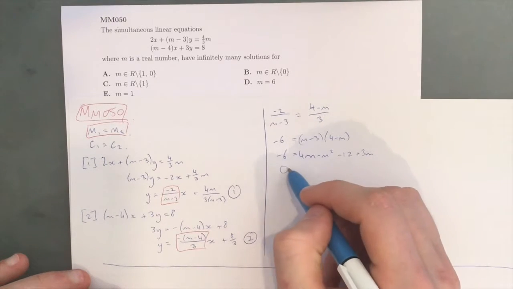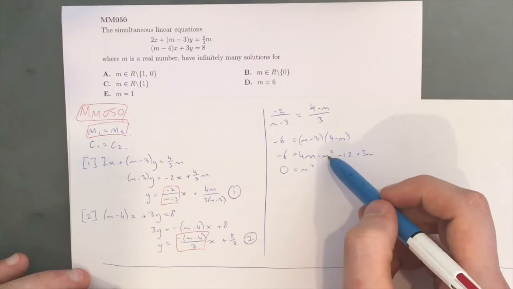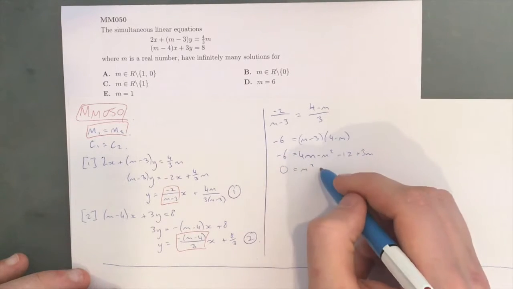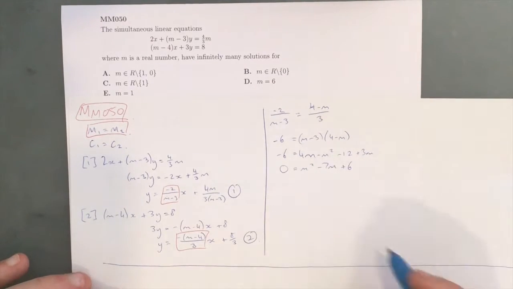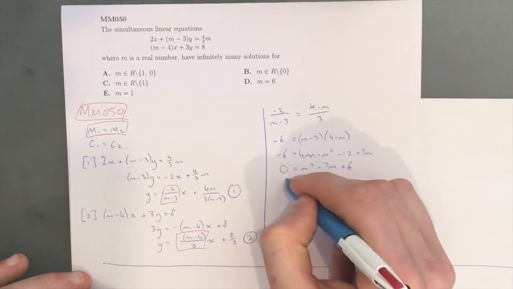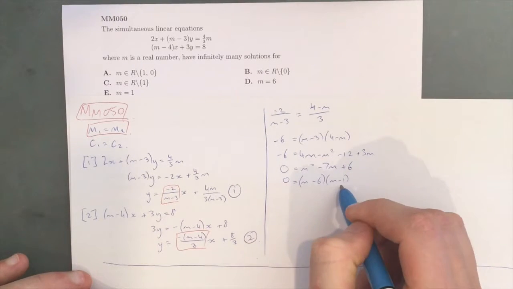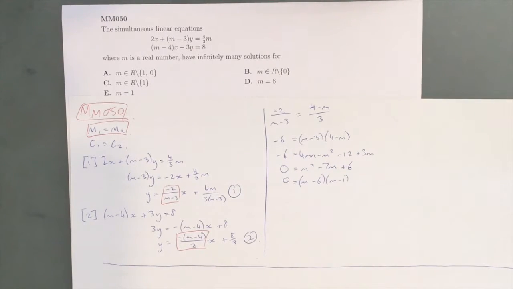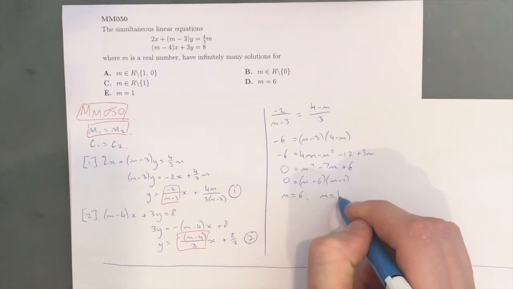Putting everything on one side, we get 0 equals m squared, bringing that over there, bear with me, m squared - 7m plus 12 over here gives you plus 6, which means that 0 equals (m - 6)(m - 1), because -6 and -1 multiply to 6, and then -6 - 1 equals -7. From there we can see that m equals 6 and m equals 1.